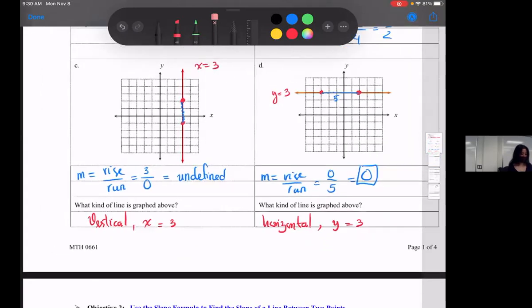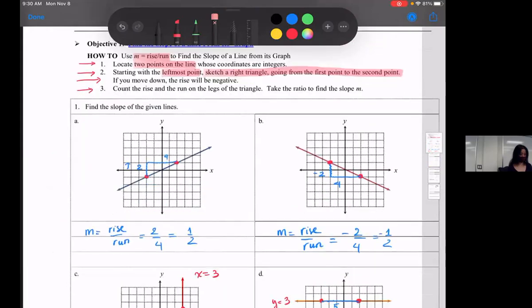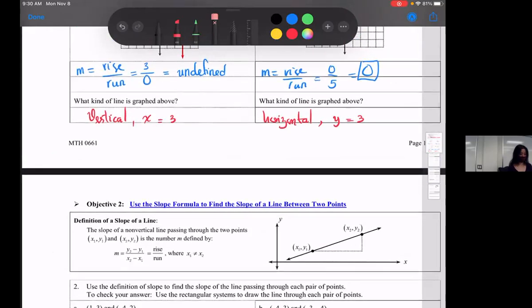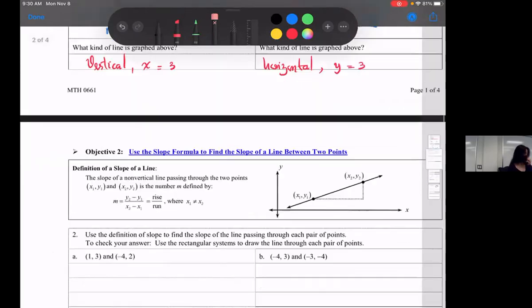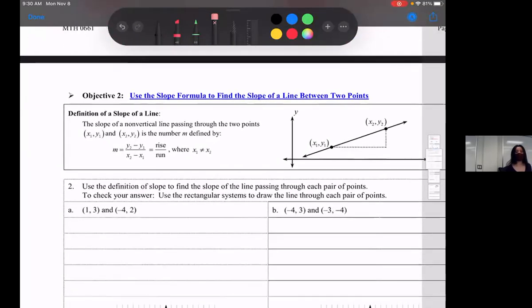So anything with 0 on the bottom is bad news. So are we okay on objective 1, rise over run? Okay, this is like review stuff. So objective 1 is like an eyeballing test. You basically just eyeball and draw on the graph. But on objective 2, we're going to use algebra.